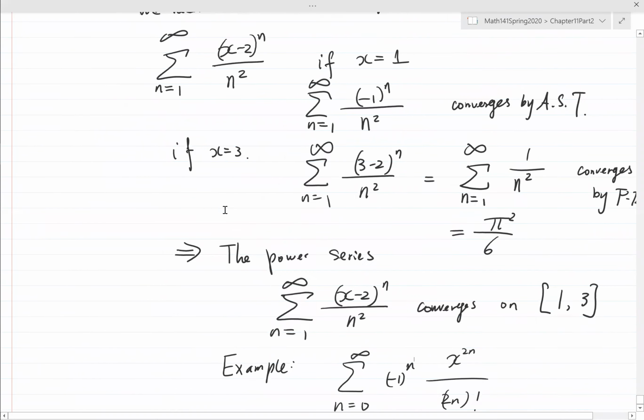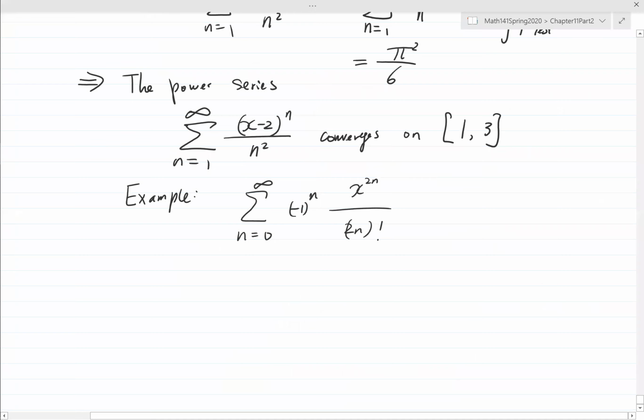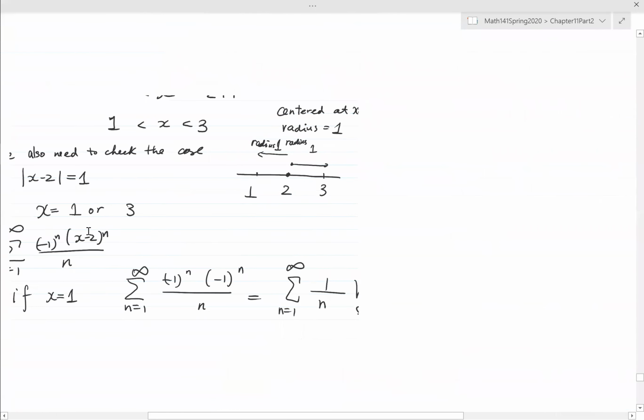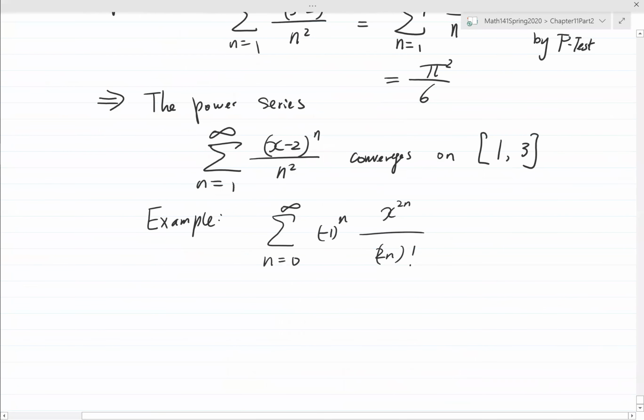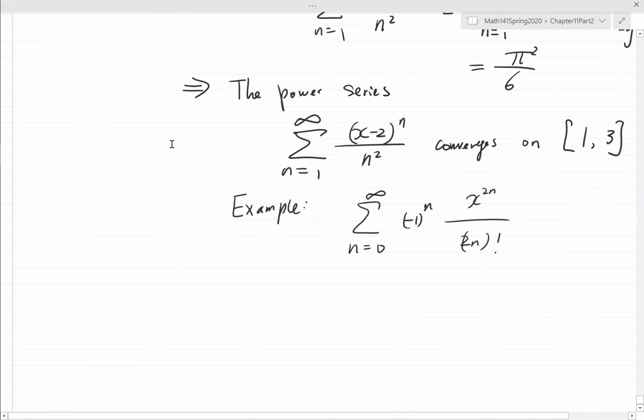Okay, now let's start with power series and how to determine its radius of convergence. All right, let's see this example: the sum of negative 1 to the power n, x to the power 2n over 2n factorial. So the general term a_n is negative 1 to the power n, x to the power 2n over 2n factorial.